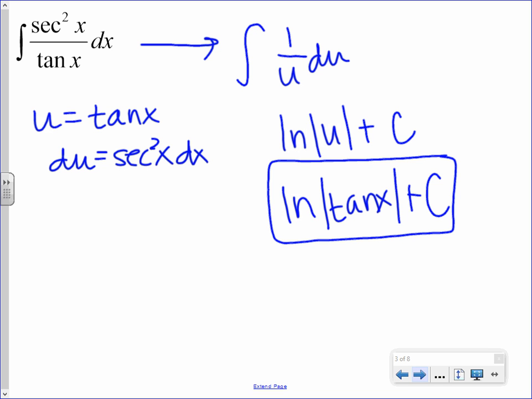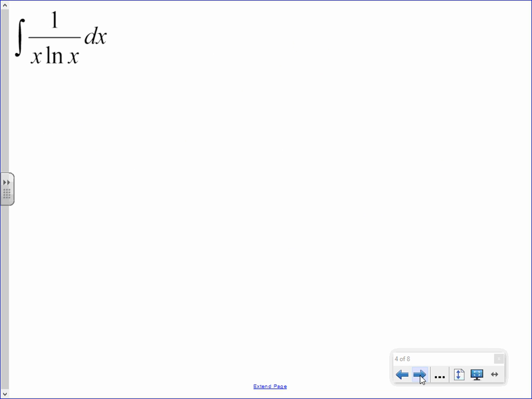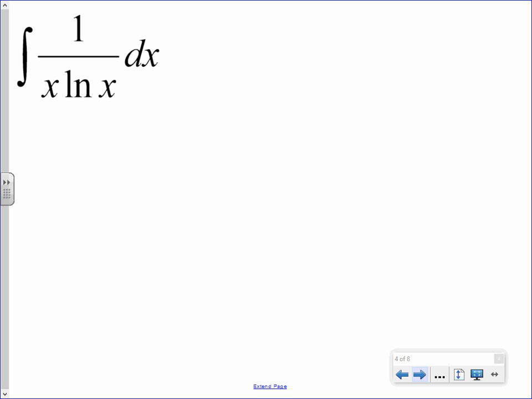Okay, I'm going to put another example up here. As you write it down, I want you to brainstorm with your pod what we're going to do with it. How are we going to solve it? Specific to u substitution.